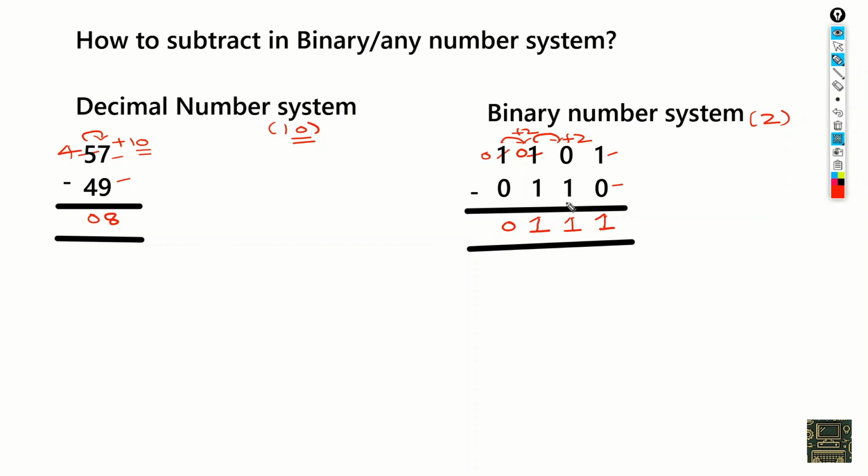Whenever we are taking the borrow from the next stage, we are adding the base of the number to that particular stage. If it is binary number system, we are adding plus 2. If it is octal number system, we are adding plus 8. If it is hexadecimal number system, we are adding plus 16. If it is decimal number system, we are adding plus 10. So this rule can be applied to any number system whose base is given to us.